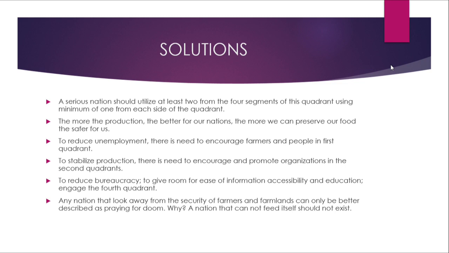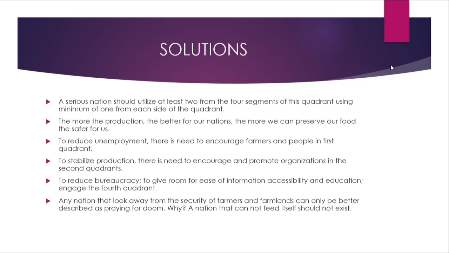A serious nation should utilize at least 2 from the 4 segments of this quadrant, using a minimum of 1 from each side of the quadrant. At least, a serious nation must use 2. If you are using many small-scale farmers, then you must use either large-scale research institutes or many small-scale extension givers. We must use at least 2. But you can combine more than 2. You can use 2 in each side of the quadrant, and in fact, you can use everything.